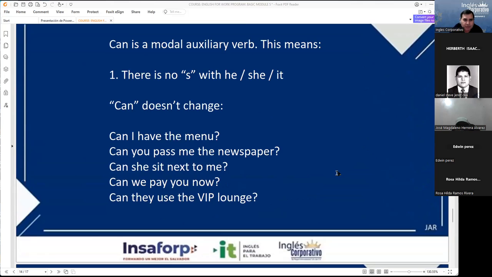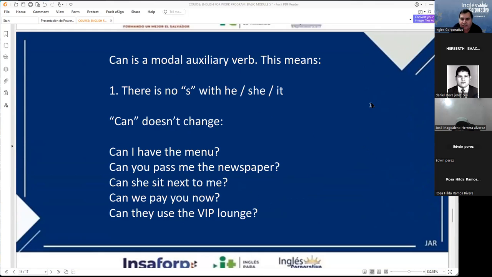Now then, can is a modal auxiliary. This means no es with he, she, or it. Can doesn't change. Can I have the menu? Can you pass the newspaper? Can she sit next to me? Can we pay you now? Can they use the VIP lounge? So, no es.